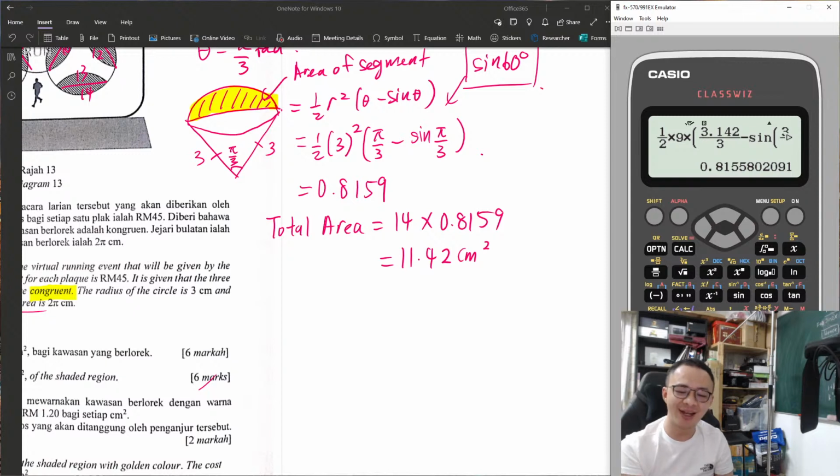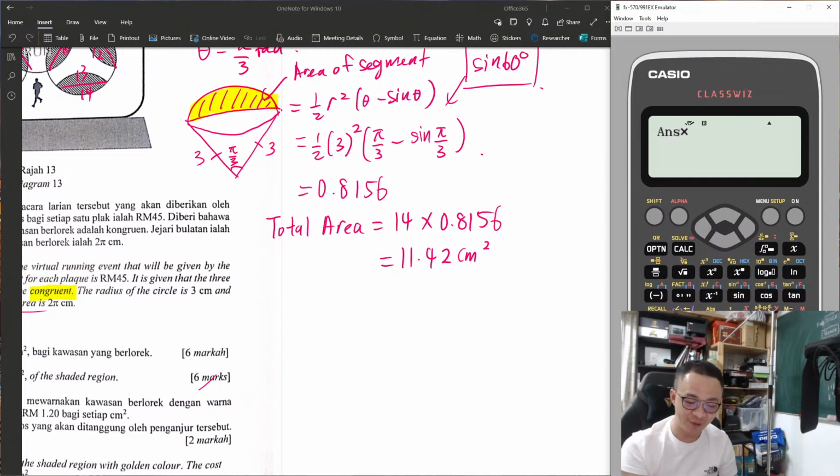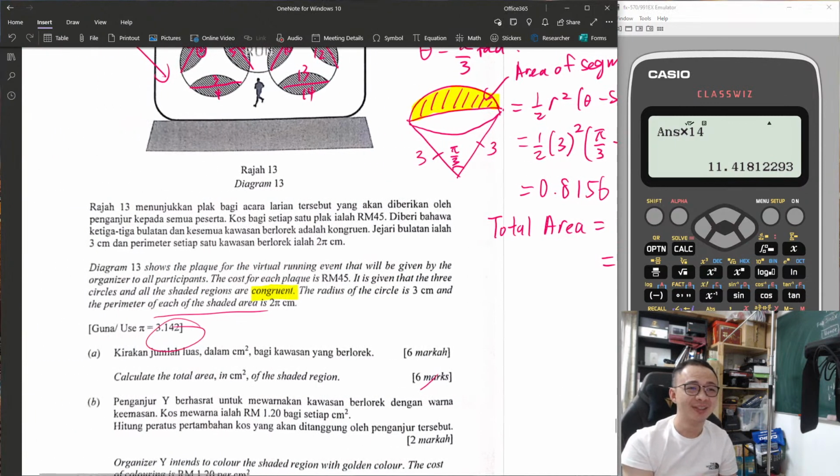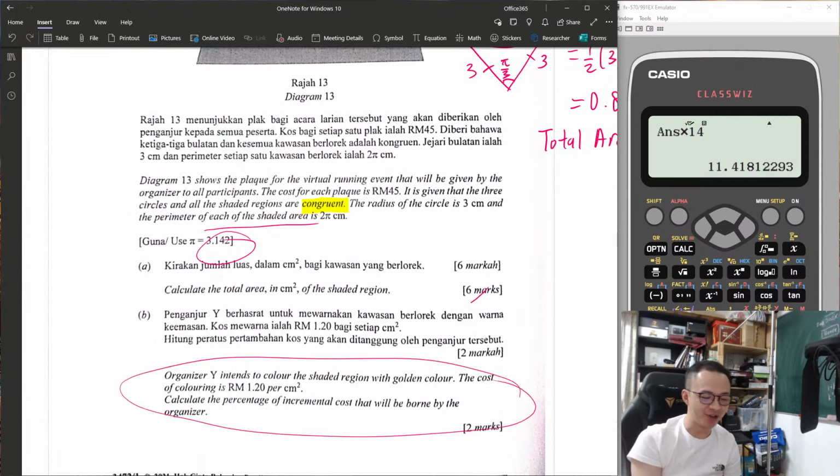Okay, just now I typed the pi into it, so it'll be slightly different, it's 6. So this one is 6. And then I times 14. 11.42. Yeah, still 11.42. Okay, so yeah, we got the total area. So that's 6 marks. And then we still have another 2 mark question here.